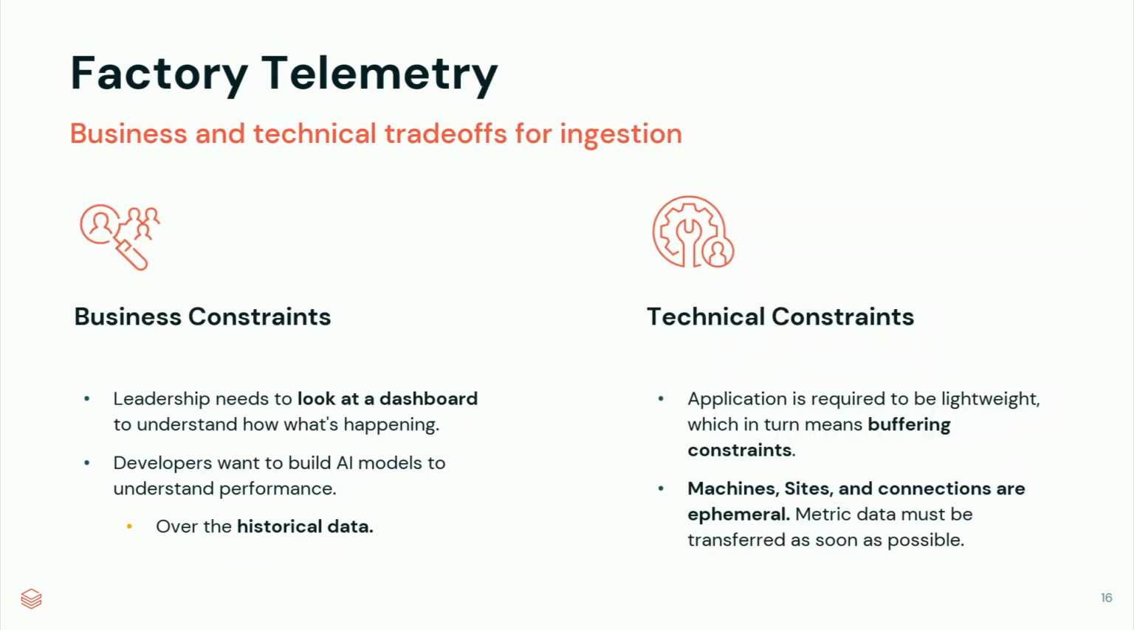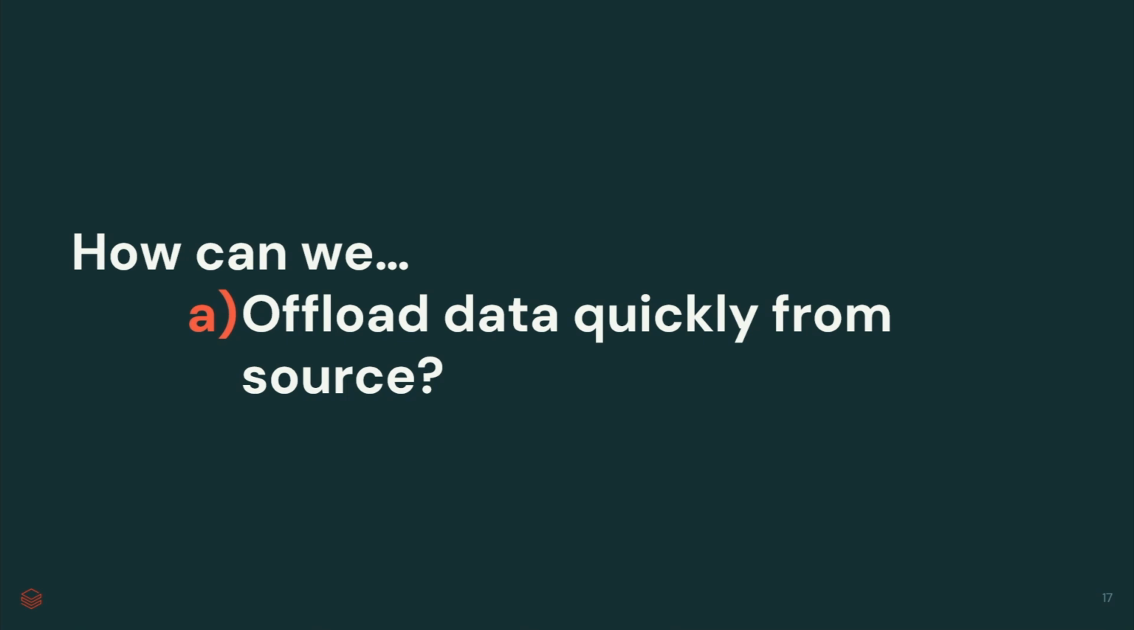Just to go over some of the telemetry business and technical constraints here: we have leadership who wants a dashboard, we have developers who want historical data, but on the technical constraints side, we have buffering constraints, so there's no real-time business need. But on the technical side, we want to offload this data as soon as possible. This could be due to reliability of the machines. These connections could be ephemeral. We could be missing this data if we don't offload it quickly. So how can we offload this data quickly from the source?